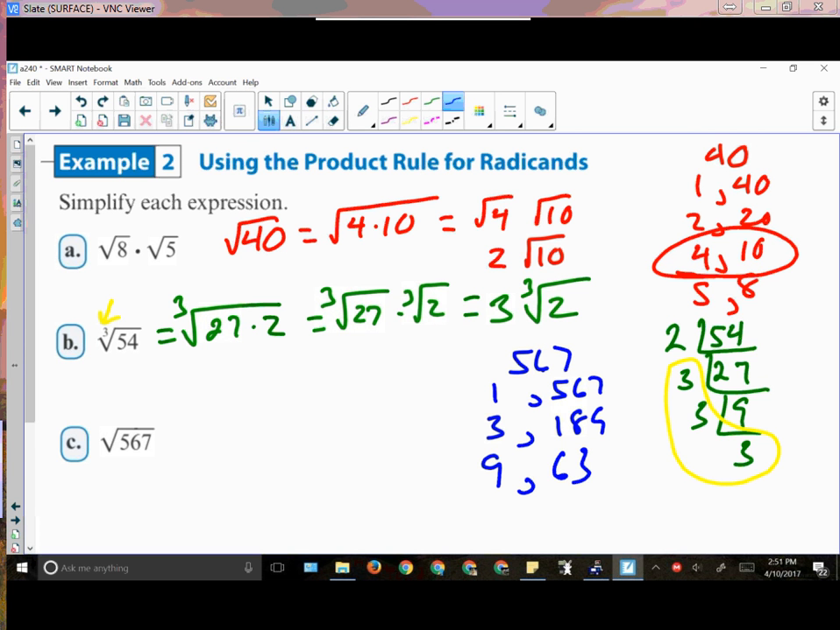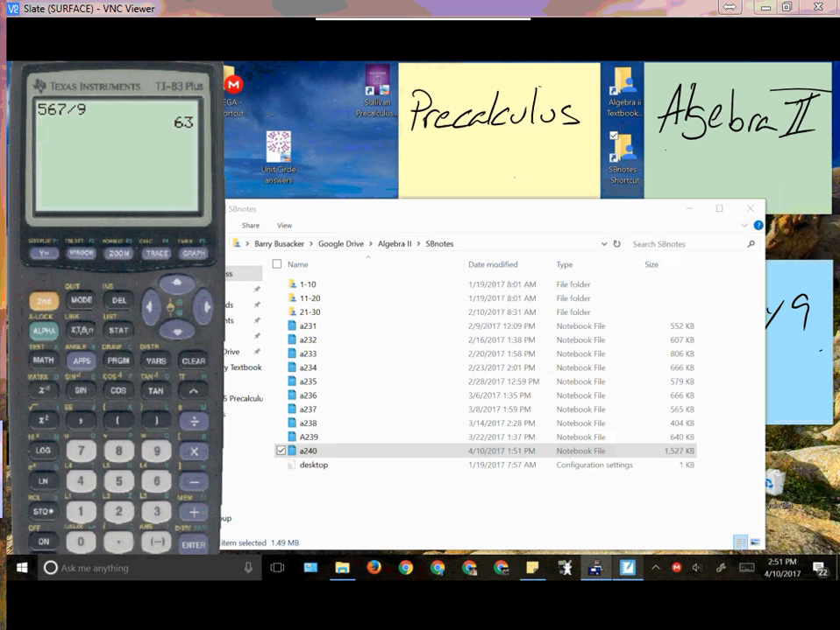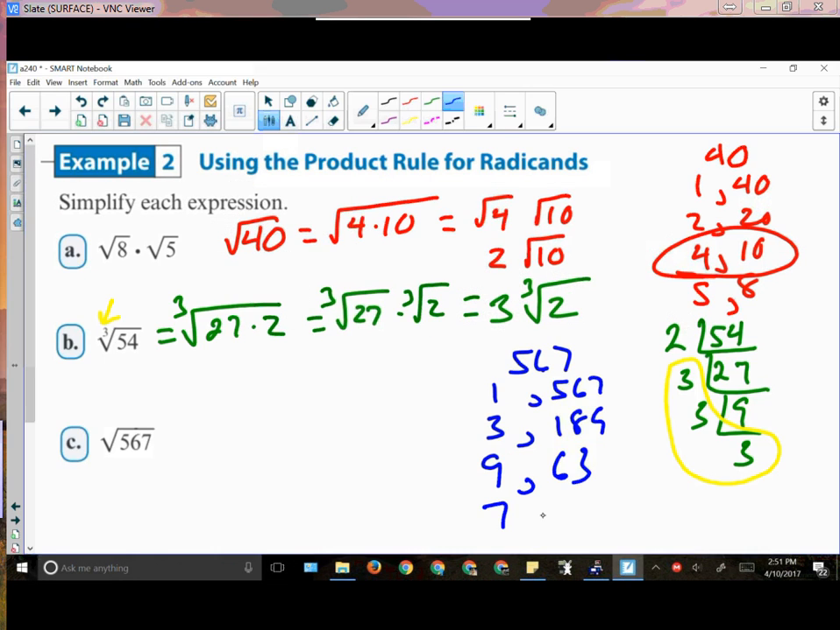Now, I look at 63 and I know it is divisible by 7, correct? So I'm going to say, okay, divisible by 7. Sometimes when you're going through and doing this, you miss a number. With 7, you just have to simply check it. So I got 567 divided by 7, and I end up with 81. Okay, so 7 and 81. You know what? I'm going to stop right there.